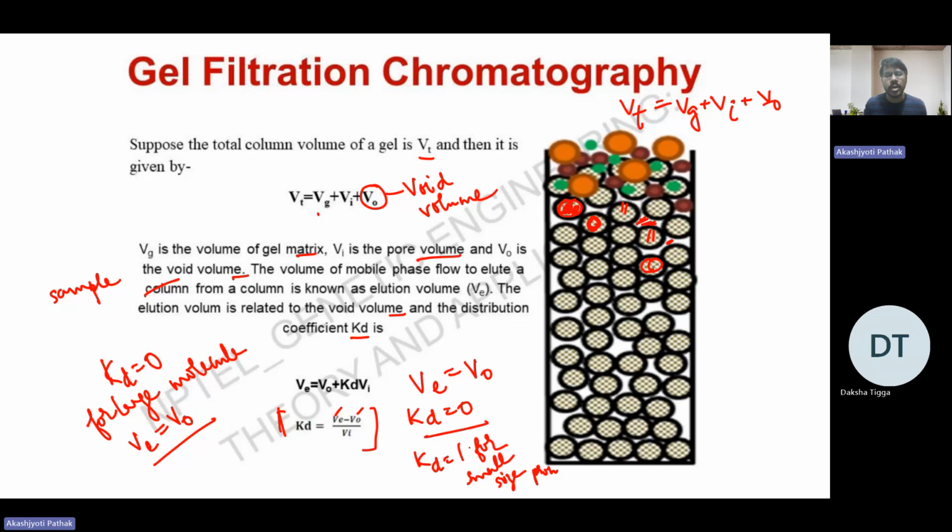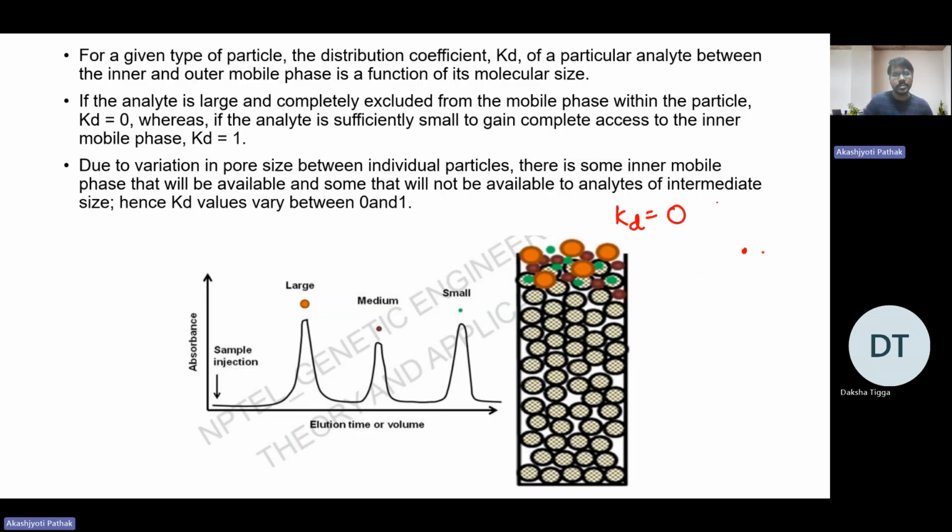Why does your KD become equal to 1 for such proteins? Because the small proteins will travel the entire VI. VI is the volume which is present inside the pores, so they will travel this entire volume present inside the pores. That is why VE minus VO becomes equal to VI, and your KD becomes 1. So remember, KD equals 0 for large proteins and KD equals 1 for small size proteins.